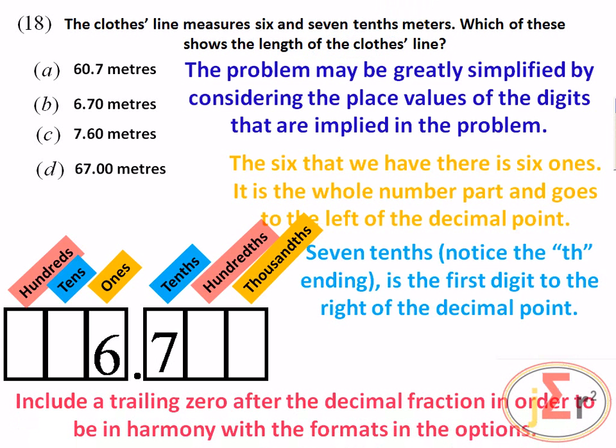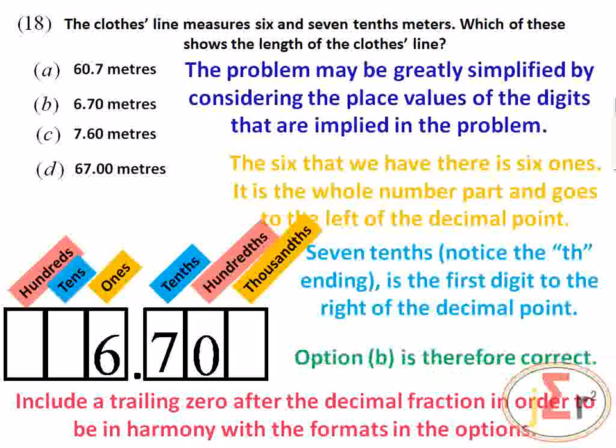Include a trailing 0 after the decimal fraction in order to be in harmony with the formats of the options. Notice that we have 2 places of decimal there, so we may include the trailing 0 right there. And the trailing 0 after a decimal fraction does not affect its value. Option B is our correct answer.